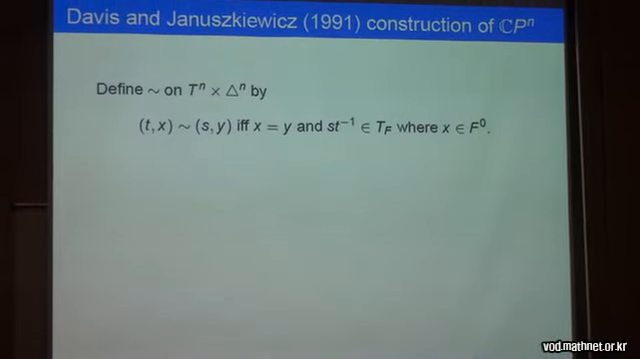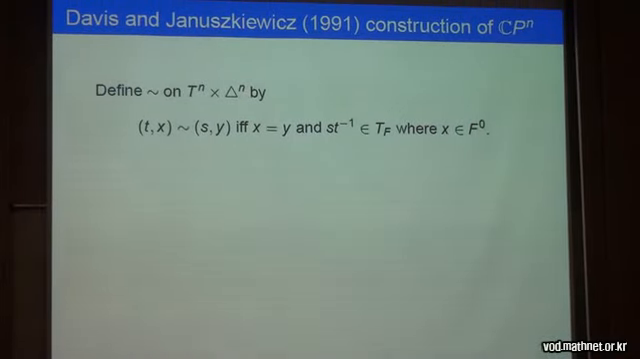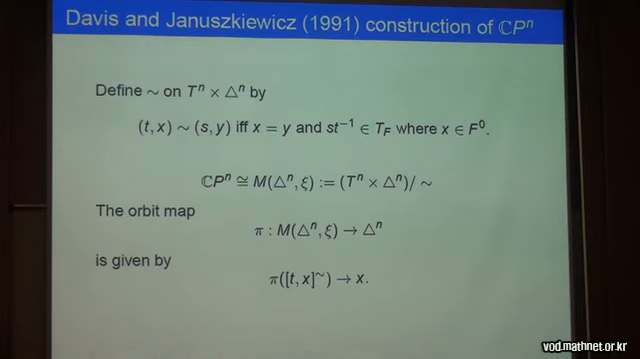Davis and Januszkiewicz gave this construction. We can identify two points (t, x) and (s, y) by this relation if x equals y and s t inverse belongs to T_F, where x belongs to the relative interior of F. And they showed that CPN is homeomorphic to this quotient space. So given this quotient space, we can define the orbit map, which sends [t, x] to x. So this is a very simple argument.